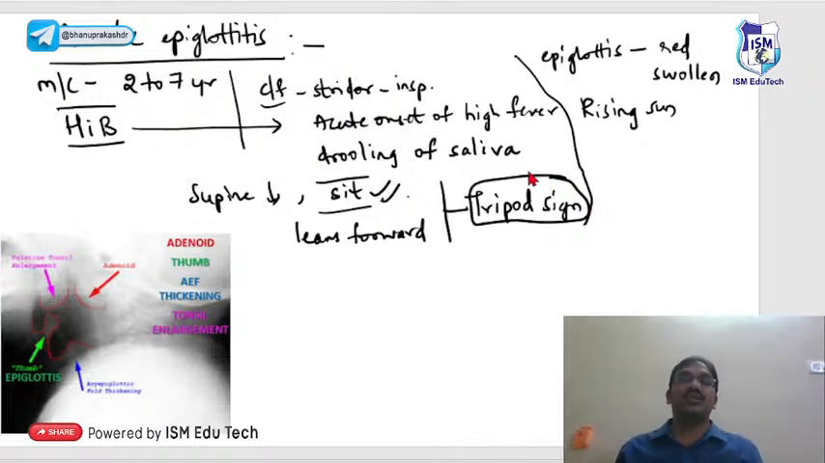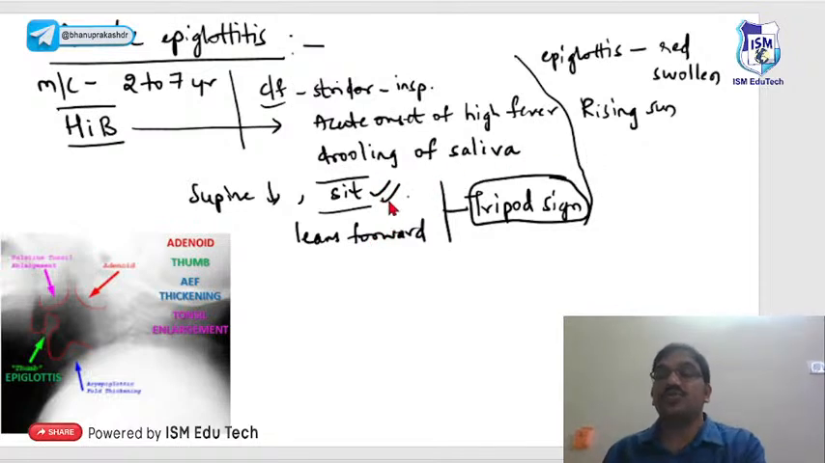Okay, so tripod sign, because the child prefers to sit rather than lying in a supine position, and he tries to lean forward, that is called tripod sign. As the epiglottis is red and swollen, from behind it will appear like a reddish structure arising from below, that is similar to a rising sun. It is called rising sun appearance.